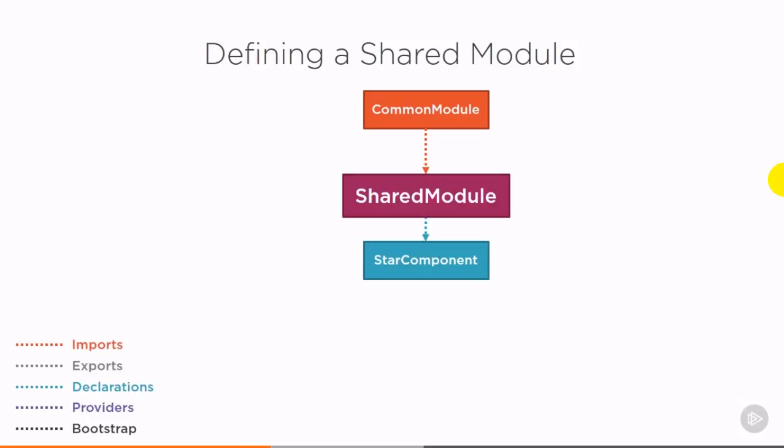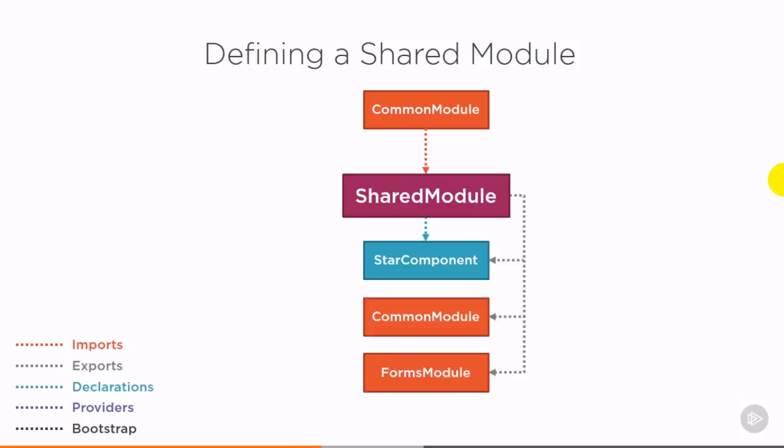The exports array defines what this Angular module shares with any module that imports it. We export the star component. That way, it is available to the components in any module that imports the shared module. We re-export the Common module and Forms module, so their directives and other features are available to any module that imports the shared module. And notice here that we can export something without importing it first.